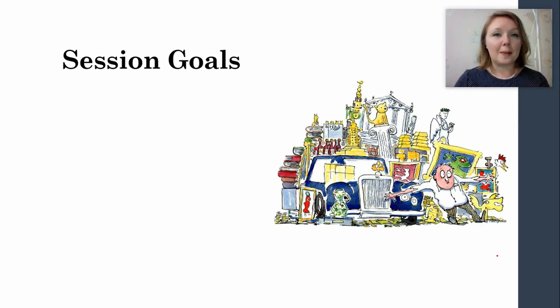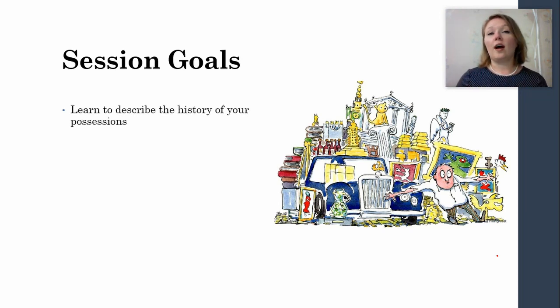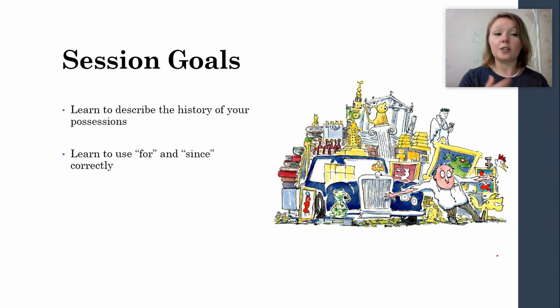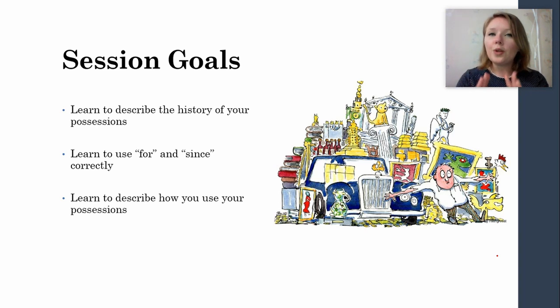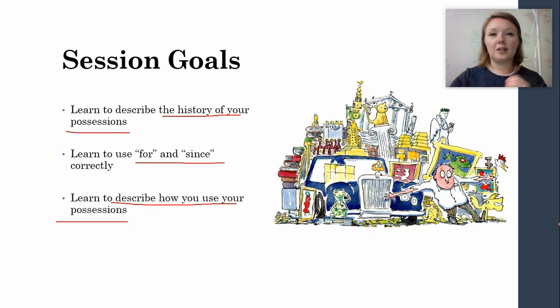First, let's talk about our goals for this session. So, our goals are learn to describe the history of your possessions, learn to use for and since correctly, and learn how to describe how you use your possessions. So, these are our three goals today. We're going to learn to talk about the history of your possession, how to use for and since, and to describe how you use your possessions.